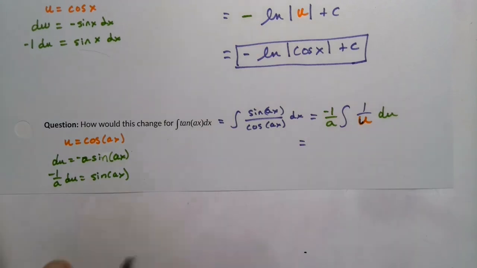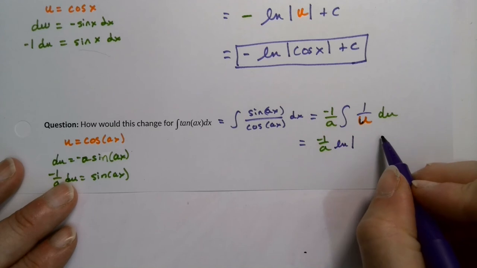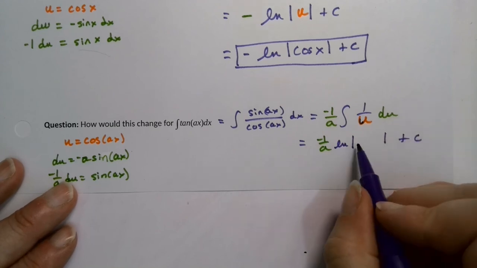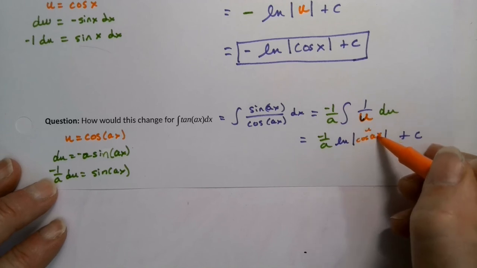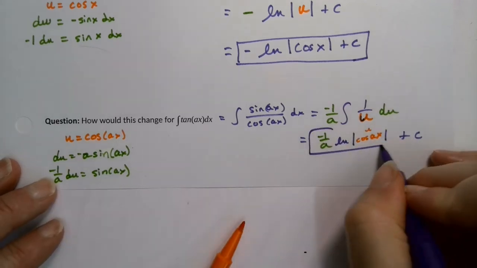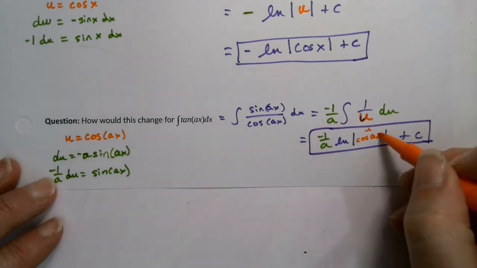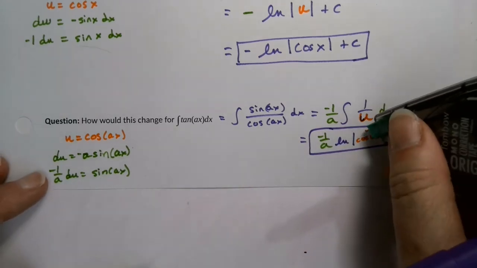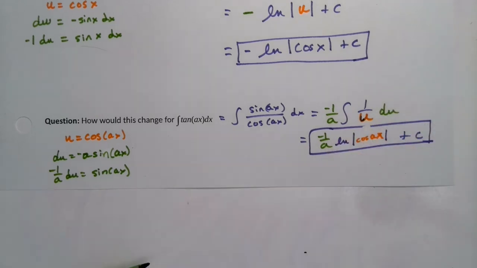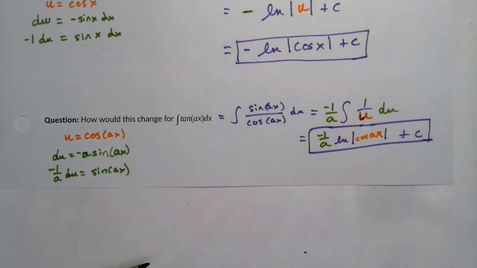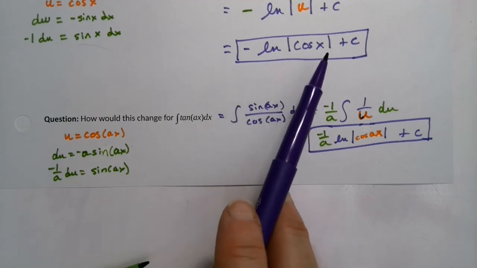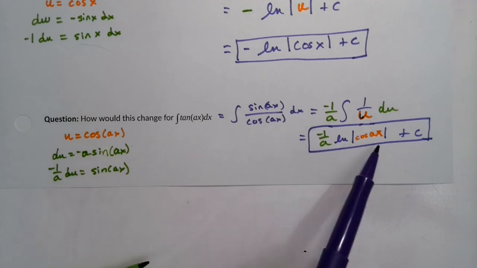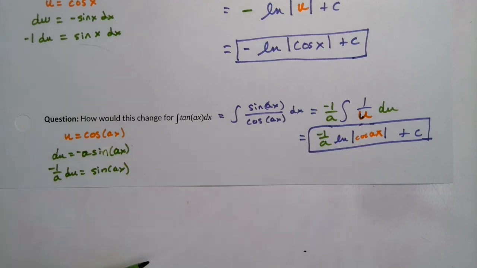which would be the negative 1 over a, and then it'd be the natural log of the absolute value of u plus c. And u would be the cosine of ax. So that's what it would become. I just kind of skipped the middle step in there. I just knew that that was u inside, so I just did it. Not really that much more difficult, right? It's just that instead of negative natural log of cosine of x, it's negative 1 over a natural log of cosine of ax. But other than that, they're basically the same problem.